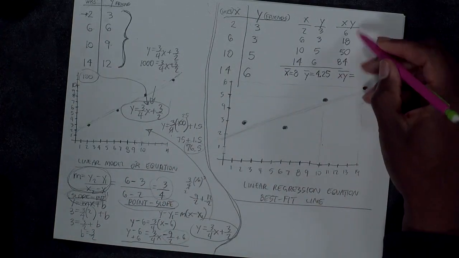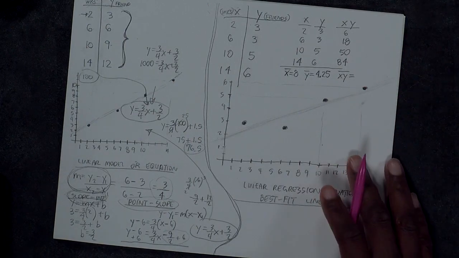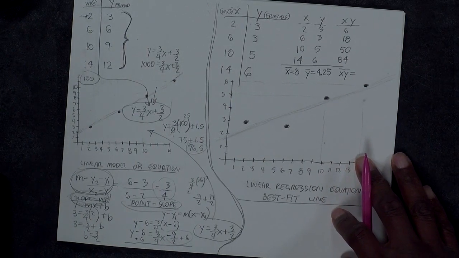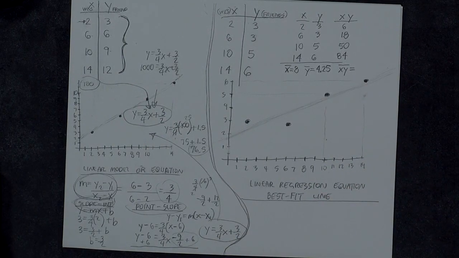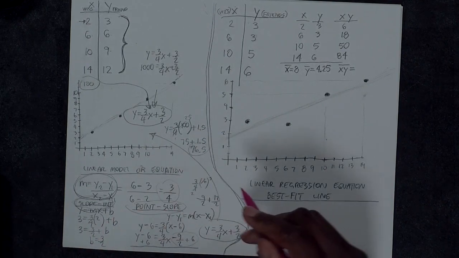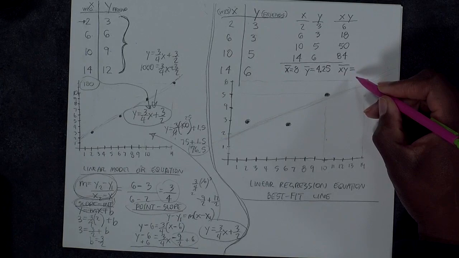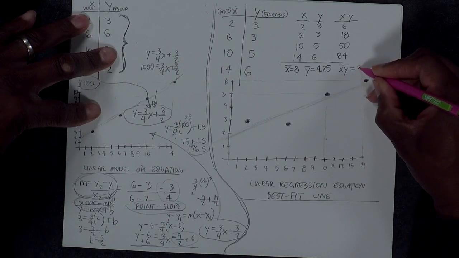Let's find this average of all of these numbers here. We get 84 plus 50 plus 18 plus 6, which is 158. I'm going to divide that by 4, and my average is 39.5.